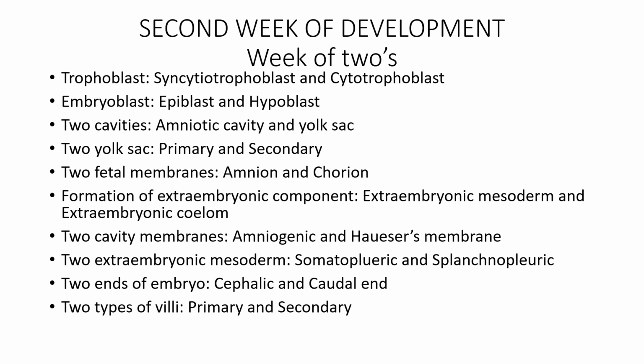And two types of villi. We have mentioned the villus also in the trophoblast. So the primary villus is the one in which the inner core is formed by the cytotrophoblast and the outer layer is formed by syncytiotrophoblast. And after the formation of extraembryonic mesoderm, the extraembryonic mesoderm will also invade the villi. So we have the innermost core formed by extraembryonic mesoderm, then a layer of the cytotrophoblast, and the outer layer of syncytiotrophoblast in the secondary villus.